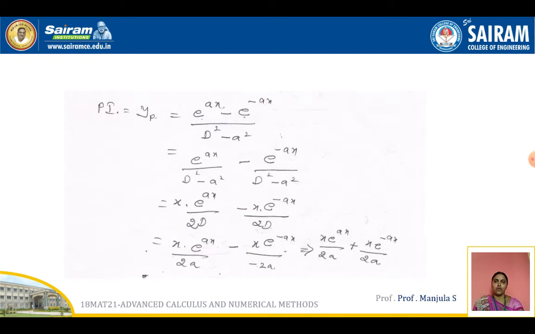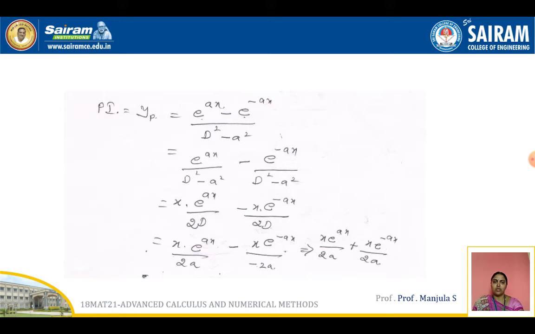Now we'll go for finding the particular integral. e to the power ax minus e to the power minus ax divided by D square minus a square. First we'll split this into two terms. After that, in the first term we have to replace D by a. If we replace D by a in both the terms, we get the denominator as 0. So we'll apply the ordinary rule.